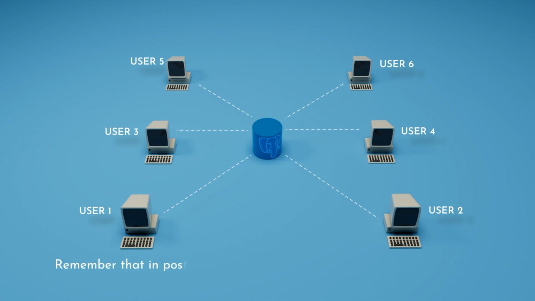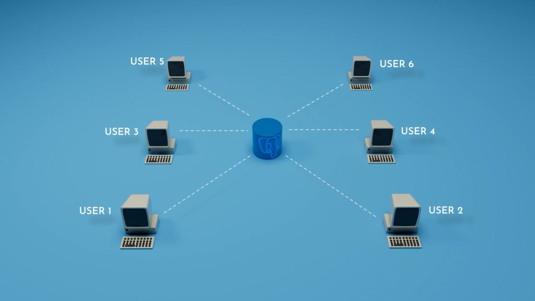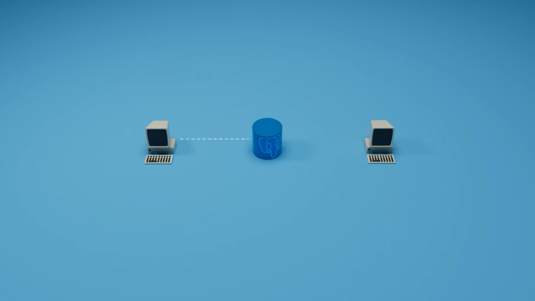Remember that in Postgres, each connection gets its own private memory, and when there is sudden and unusual activity from one user, it can use up a lot of resources and cause unwanted issues. So when you create a role, you can enforce a connection limit. For example, you want to enforce the limit as 5 connections. You can do that at role creation time. And once that 5 connection limit is hit, it will throw an error for that user.